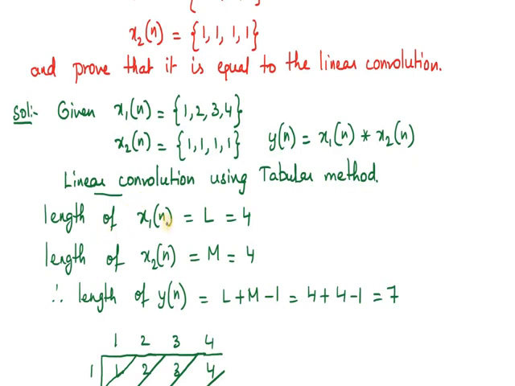Here the length of x1 of n is equal to L. If you see, the number of samples in x1 of n is 1, 2, 3 and 4. So L is equal to 4, and the length of x2 of n, in x2 of n also, we have the same number of samples. So M is also equal to 4. To find the length of y of n, we have this formula L plus M minus 1. So this is equal to 4 plus 4 minus 1, which is equal to 7.